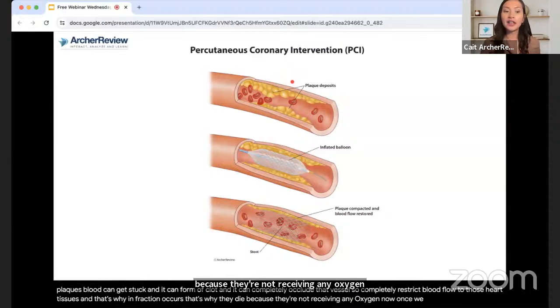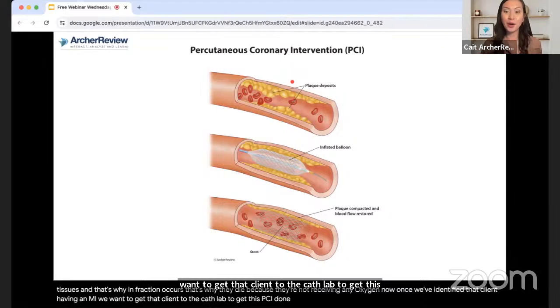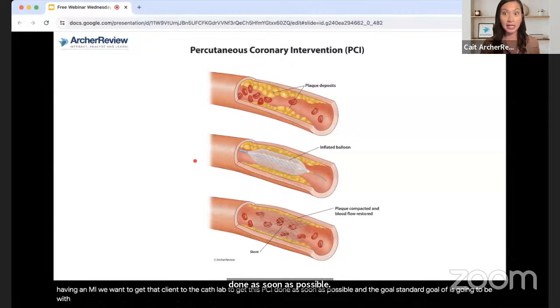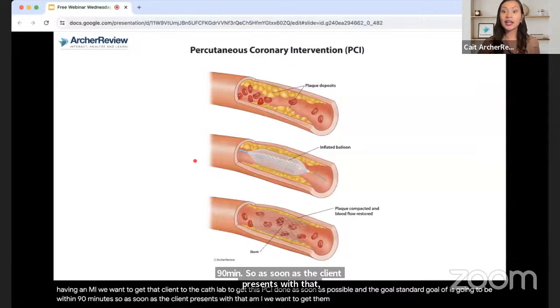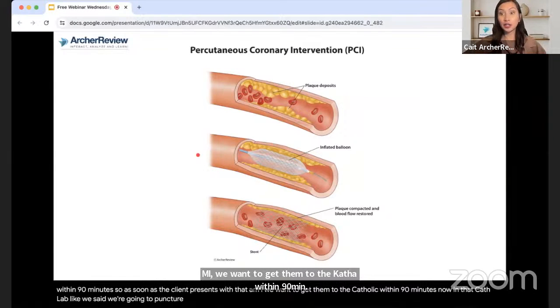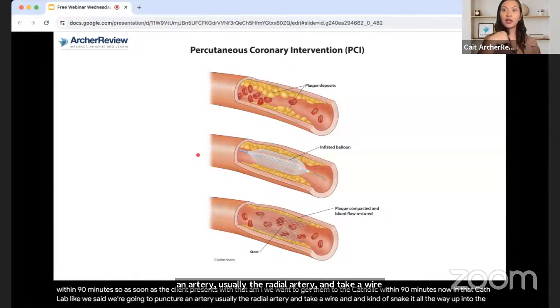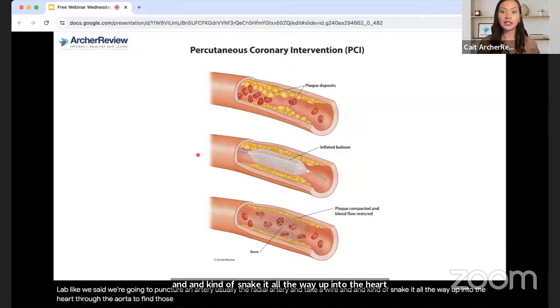Now, once we've identified that client having an MI, we want to get that client to the cath lab to get this PCI done as soon as possible. And the standard goal is going to be within 90 minutes. So as soon as the client presents with that MI, we want to get them to the cath lab within 90 minutes. Now, in that cath lab, like we said, we're going to puncture an artery, usually the radial artery, and take a wire and kind of snake it all the way up into the heart through the aorta to find those coronary vessels.